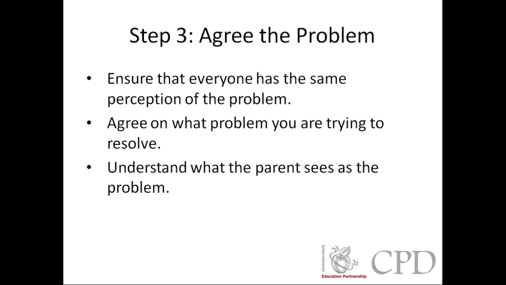The third step is agreeing the problem. So you've made sure that everyone's got the same perception of the problem and you're agreeing on what exactly it is that you're trying to resolve. This sounds like an obvious step, but often different underlying needs, interests and goals can cause people to perceive problems very differently. If you're clear on what the problem is, it's a lot easier to find a mutually beneficial solution.